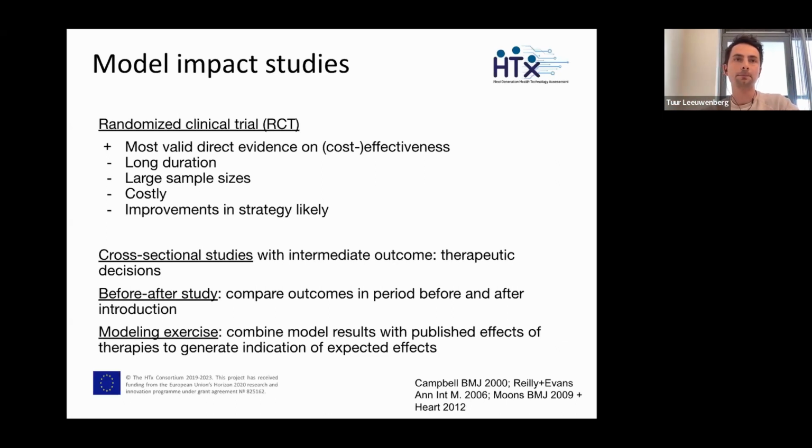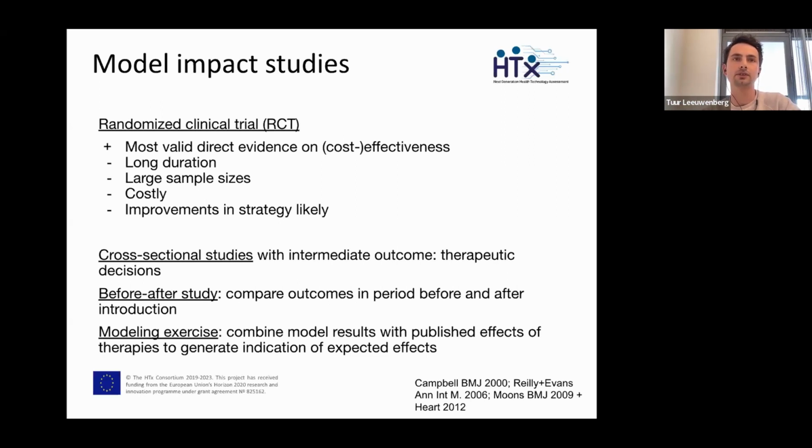There are also other ways to do this. You can do cross-sectional studies with intermediate outcomes, so you don't necessarily check the final outcome that you're interested in. Let's say you want to reduce cardiovascular mortality, which, for example in young patients, may happen very infrequently. Then an RCT could take a really long time.